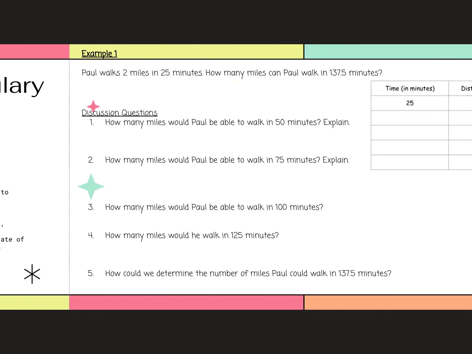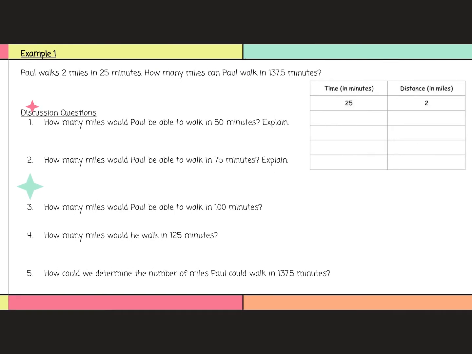Let's go ahead and take a look at the first example. It says Paul walks 2 miles in 25 minutes. How many miles can Paul walk in 137.5 minutes? So let's look at some key information here. It tells us that he walks 2 miles in 25 minutes, and the question they want us to answer is, how many miles can he walk in 137.5 minutes?